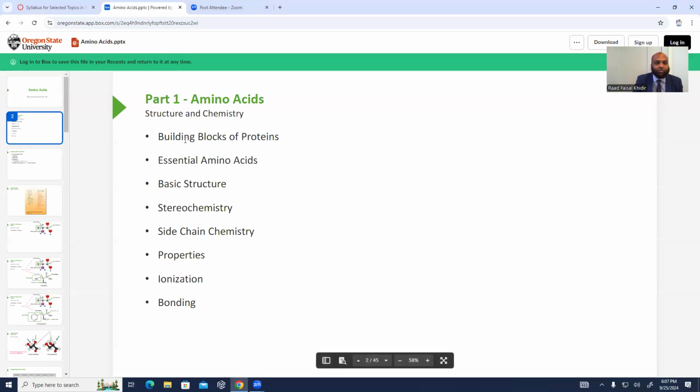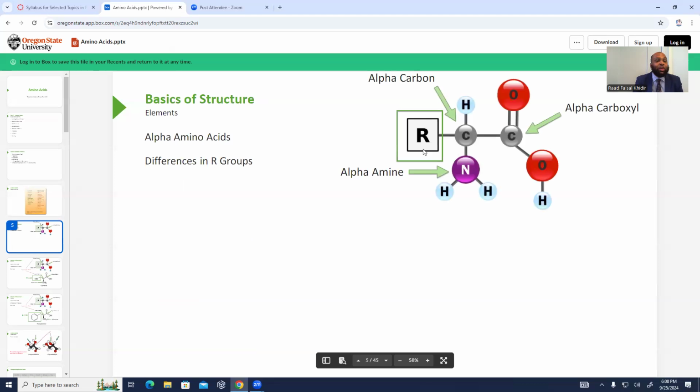Okay. There are building blocks of proteins. There are essential amino acids. What are essential amino acids? I didn't ask you about those. The essential amino acids are amino acids that your body cannot produce. It needs them from outside. But if it's non-essential, then your body is able to make them. We got to know the basic structure. This is money. This is business.